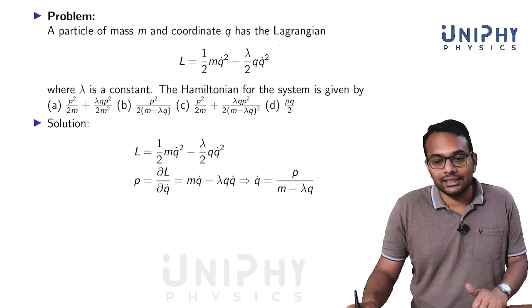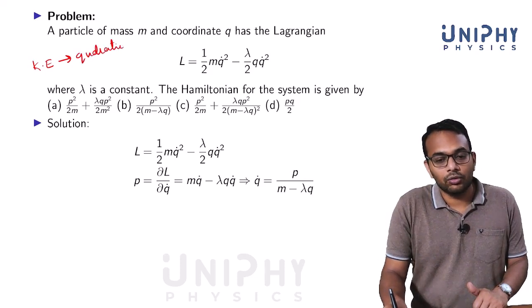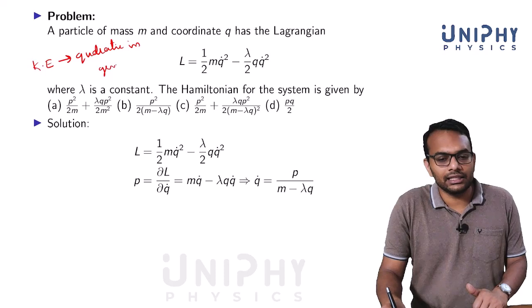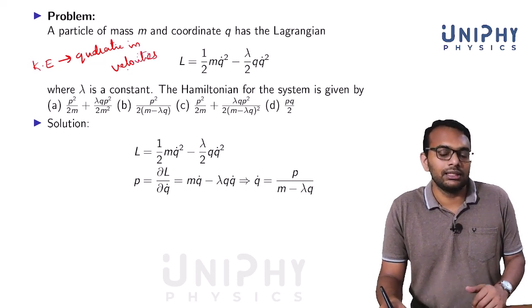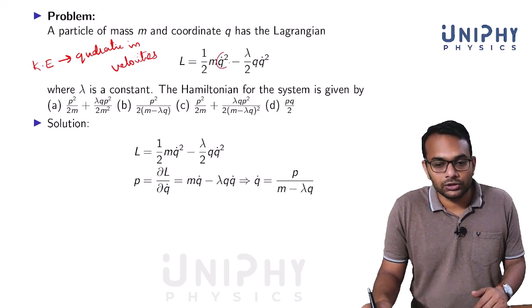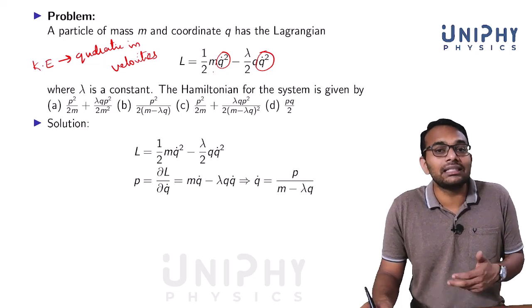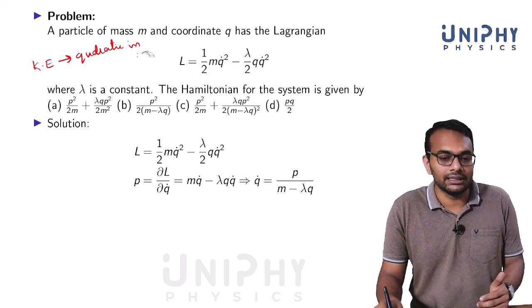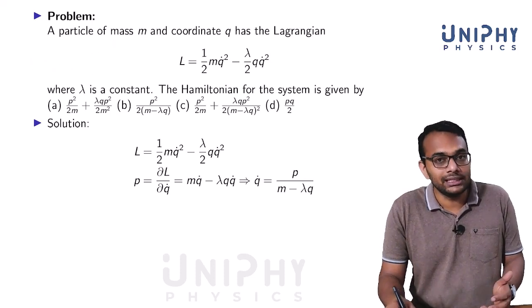You can identify the kinetic energy in that the kinetic energy will be quadratic in generalized velocities, or simply in velocities. It has to be quadratic in velocities. In this case, you see that you've got a q̇² here and a q̇² there. So this means that this whole term is the kinetic energy. There is no potential energy term, and of course, you can write H equal to T plus V, which in this case is simply T.